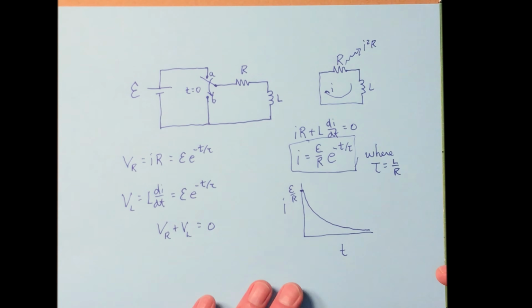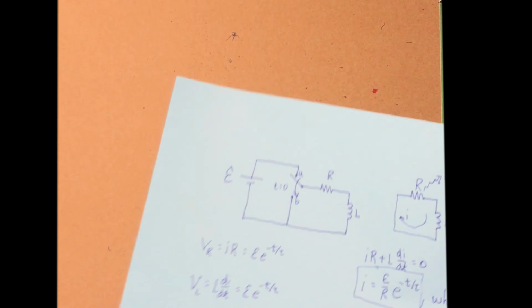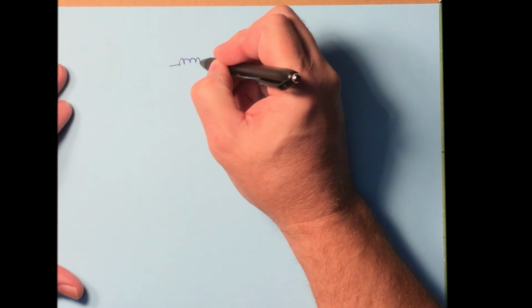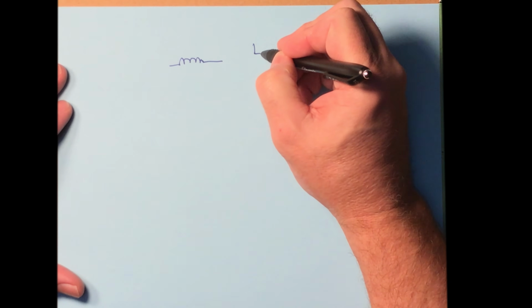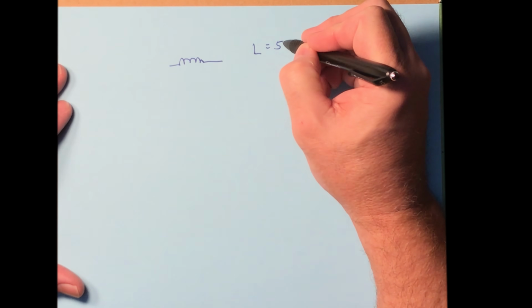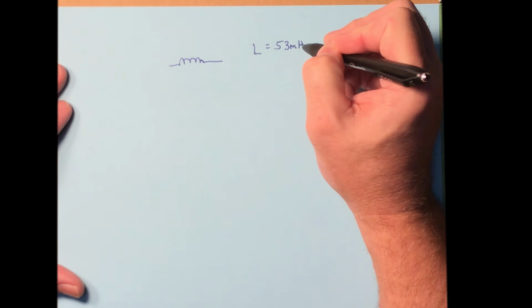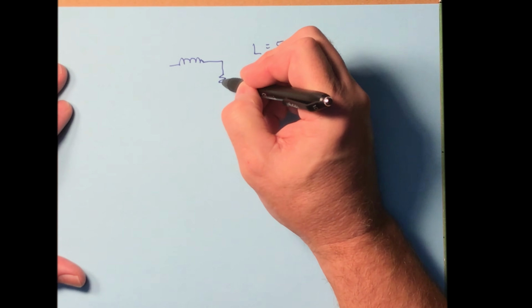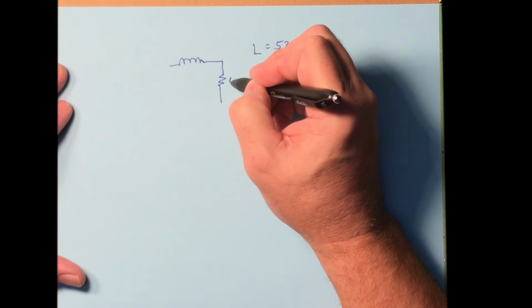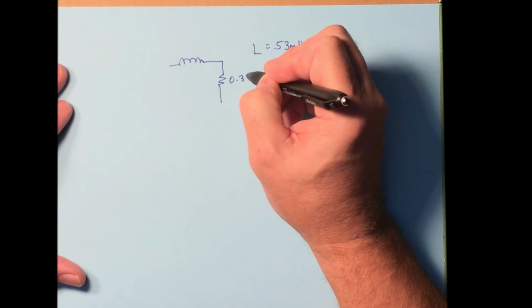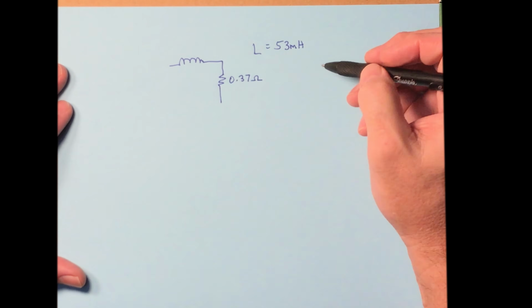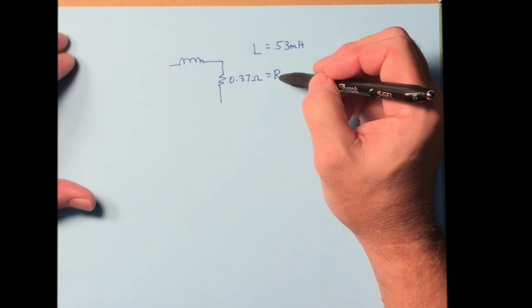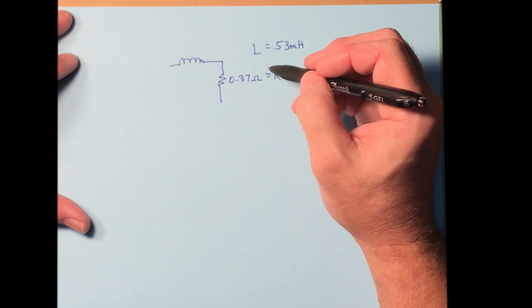All right, now let's work a problem then. Let's suppose we have an inductor, and this inductor has an inductance of 53 millihenry. And it is connected to a resistor of 0.37 ohms. So that's a pretty weird value, but chosen nicely, so the answer comes out nicely.